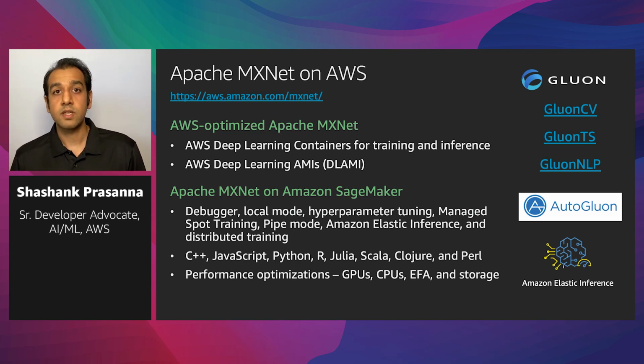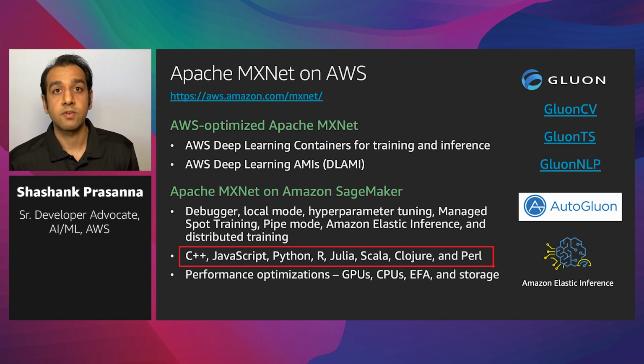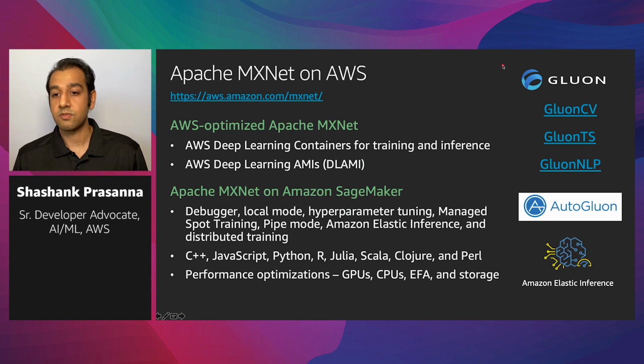The unique thing about MXNet is it has language bindings for a number of languages, such as Scala, Julia, Clojure, and Perl, which you may not find with other frameworks. And another benefit of MXNet is, of course, you have multiple packages that are domain specific.